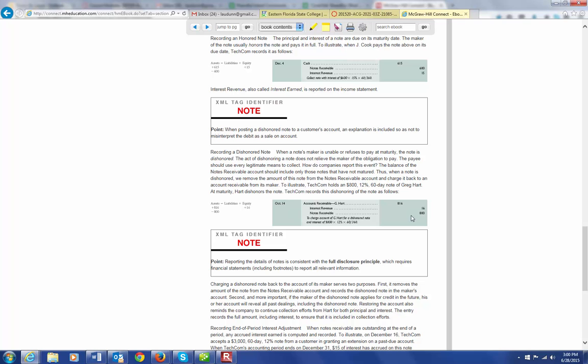But in this case, we also have to put the amount of interest that we should have received there, because if we're going to go after this person in terms of collections, they don't just owe us $800 now, but they owe us $816 because they had promised to pay us 12% for that 60-day period. So this is a dishonored note, meaning the person did not pay as they promised to do so. You also make sure you explain it so that it doesn't look like you just made a sale here. It explains why this is being moved back into accounts receivable.